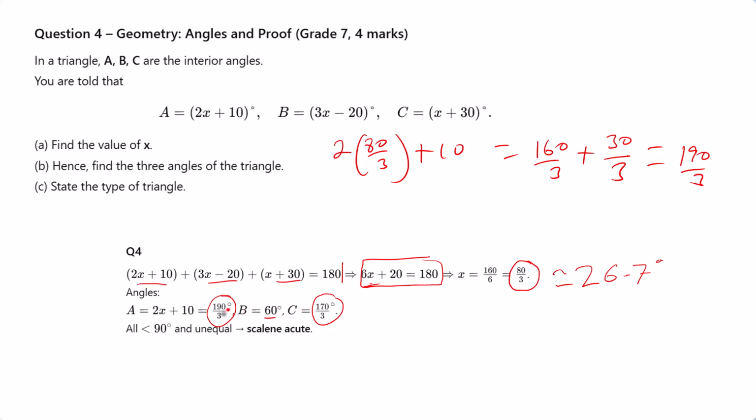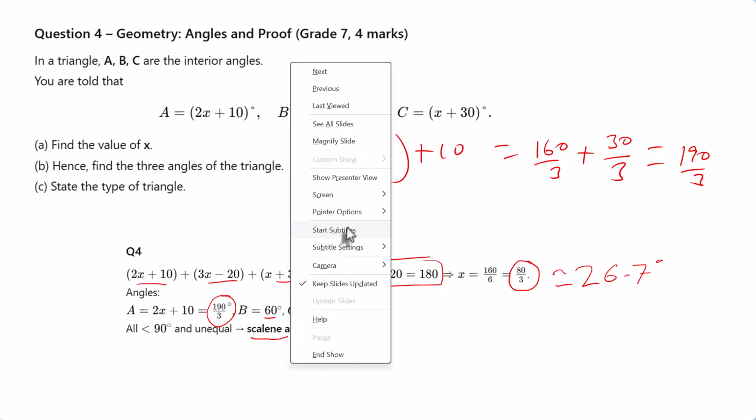If you do that, you find that the angles are all different, and that means that we've got a scalene triangle. A scalene triangle is a triangle where all 3 angles are different, and we have something called scalene acute. Scalene acute means that there's no angle more than 90. But the most important thing is to say that it is a scalene triangle.